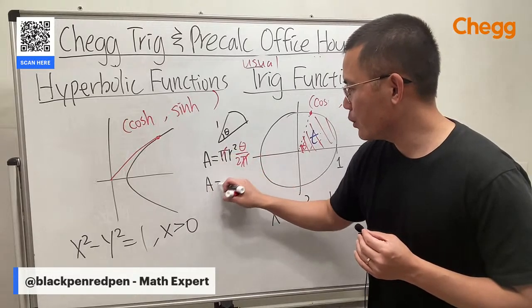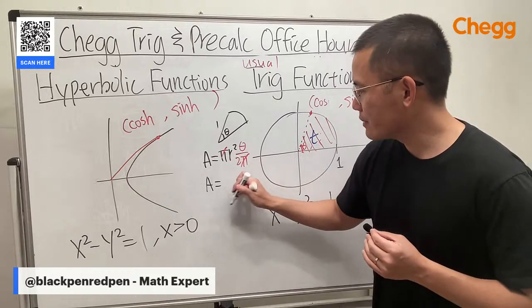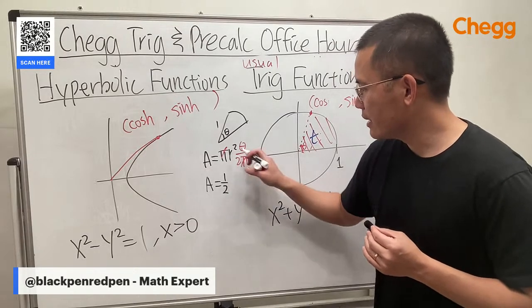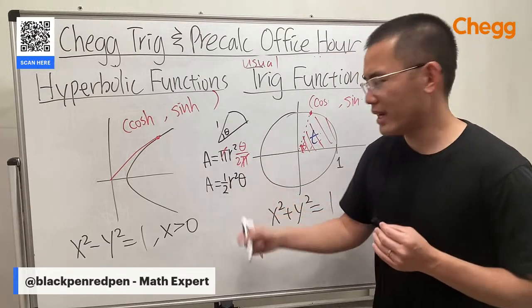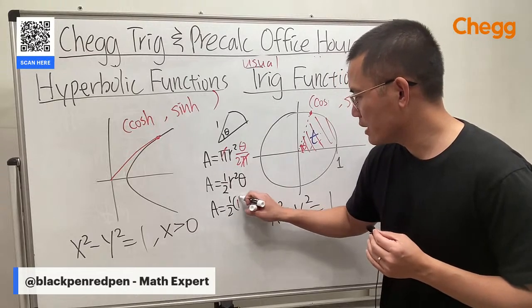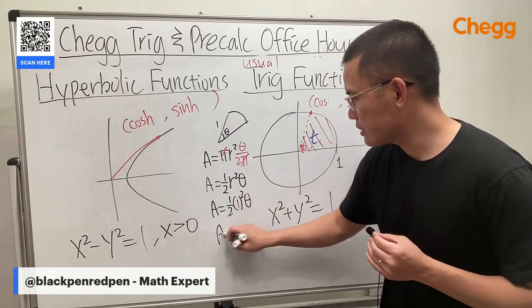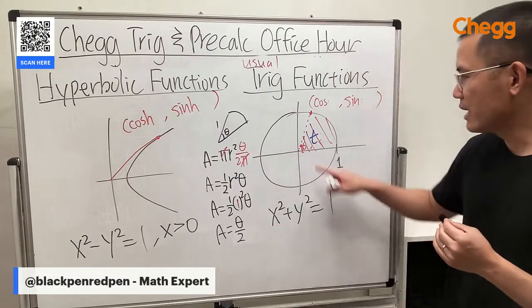So A equals 1/2 r squared theta. But r is equal to 1, right? So area is just equal to 1/2 times 1 squared times theta. So area is just theta over 2. So now check this out.